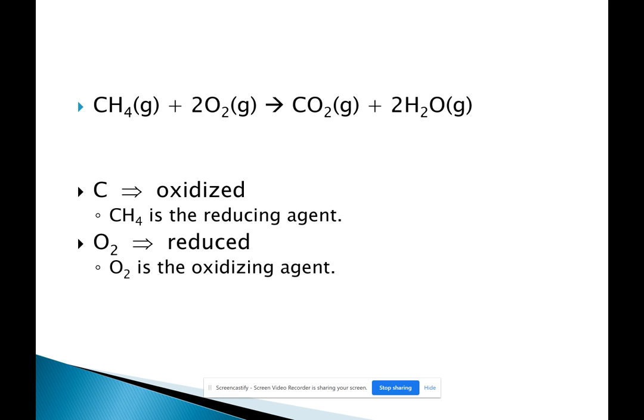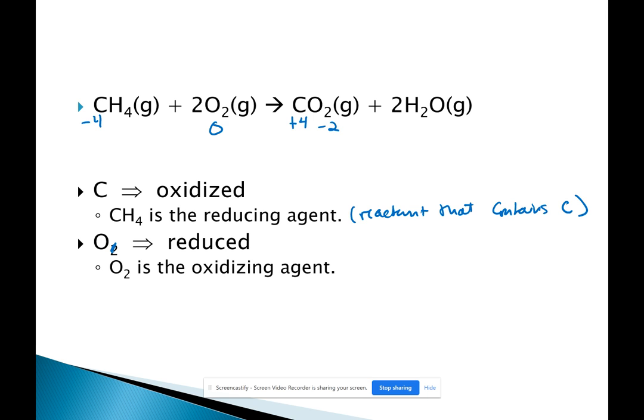With this reaction, the carbon is going to go from a -4 to a +4, and the oxygen is going to go from a 0 to a -2. So the carbon is what's being oxidized, but notice the reducing agent is actually methane, CH4. So the atom is oxidized or reduced, but the reactant that contains that atom is the oxidizing agent or reducing agent. So carbon is oxidized, methane is the reducing agent because it is the reactant that contains carbon.